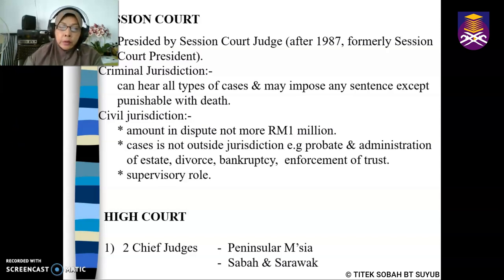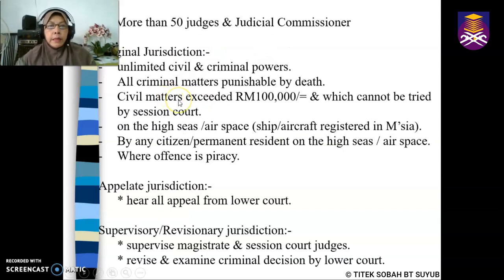Okay, now let us go on with the High Court. We have two chief judges, because we have the High Court of Sabah and Sarawak and also the High Court of Peninsular Malaysia. So that's why we have the chief judges for the High Court of Sabah and Sarawak and also the High Court of the Peninsula of Malaysia. Okay, now we are going to go on with the next topic. We are still in the High Court. The High Court comprises 50 judges and also the Judicial Commissioners, more than 50 judges here in Malaysia. What is the original jurisdiction of the High Court?